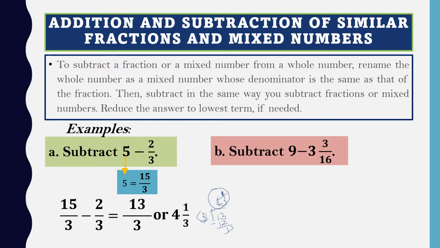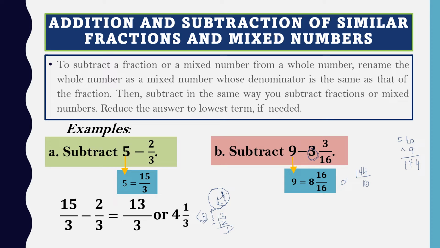Example B, subtract 9 minus 3 and 3/16. Again, we can express 9 as 8 and 16 over 16. Actually, we can also write 9 times 16. What is the product of 9 and 16? 9 times 6 is 54. 9 times 1 is 9 plus 5. So it can be 144 over 16.